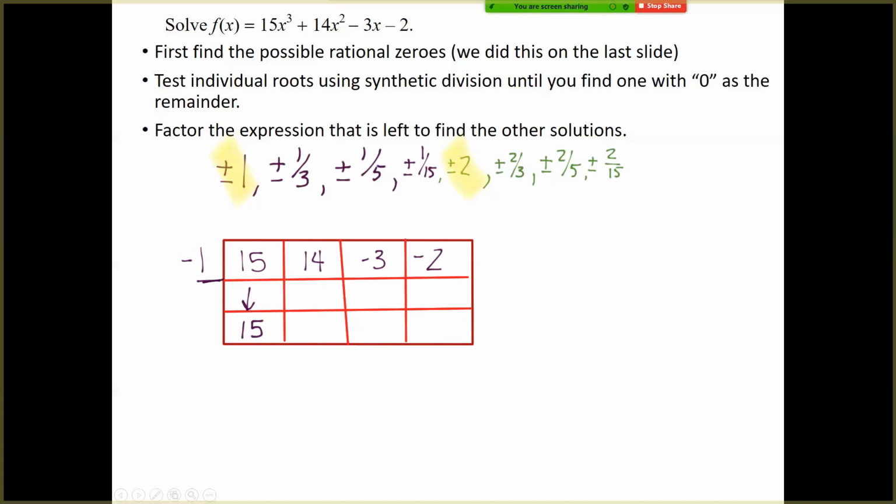So negative 1 times 15 gives us negative 15. 14 minus 15 is negative 1. Negative 1 times negative 1 is positive 1. Negative 3 plus 1 is negative 2. Negative 2 times negative 1 is 2. And we got what we wanted. So we wanted a remainder of 0, and now we have it. What that means is this right here is a solution.